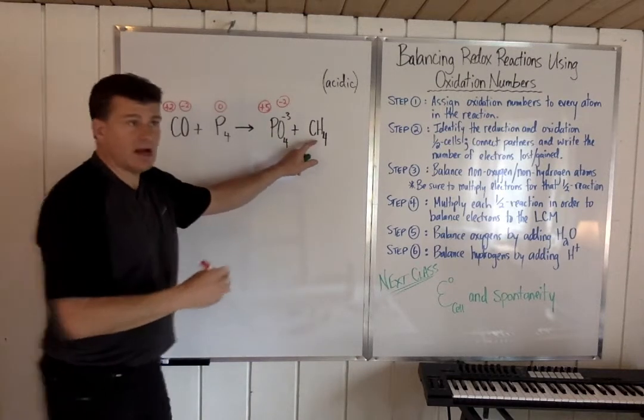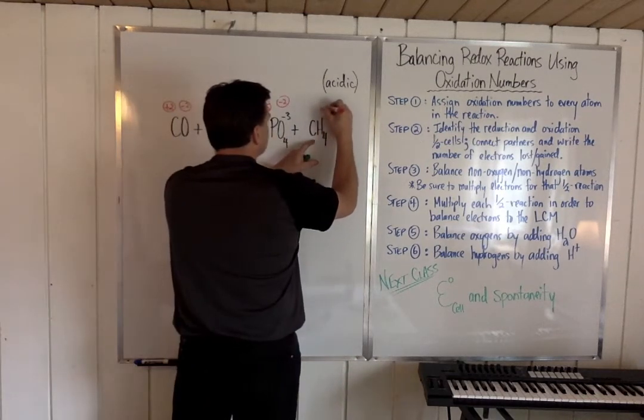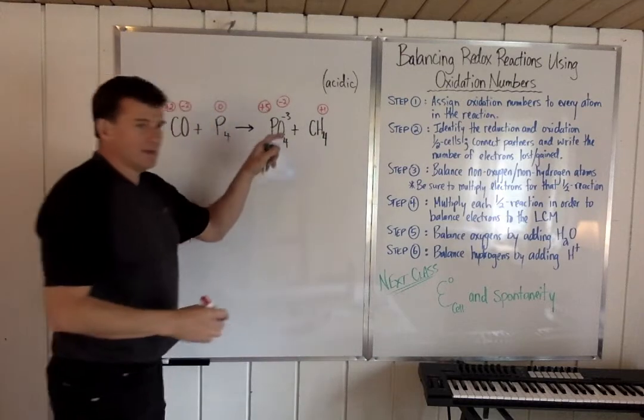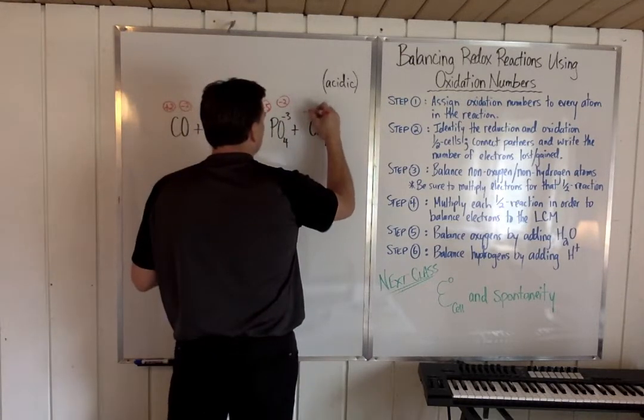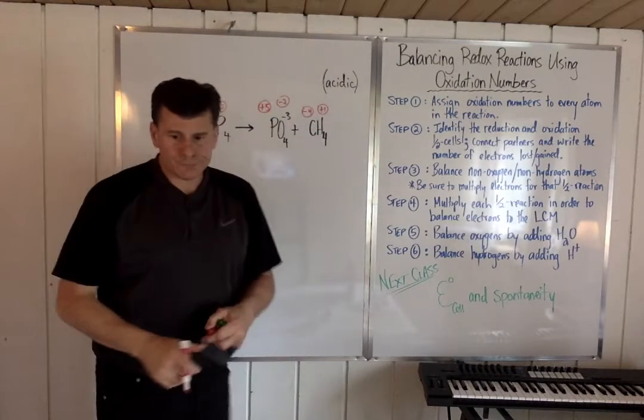And then over here, hydrogen has priority. Hydrogen is a +1. That means +4 from the hydrogens. The carbon must be -4.